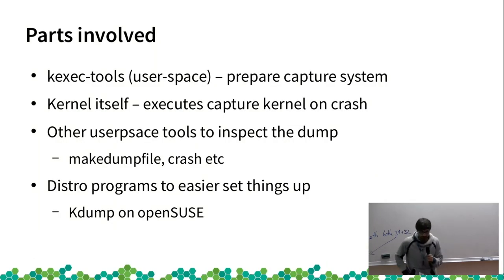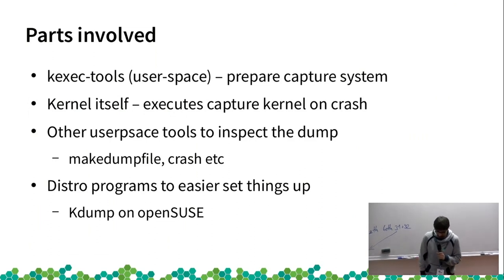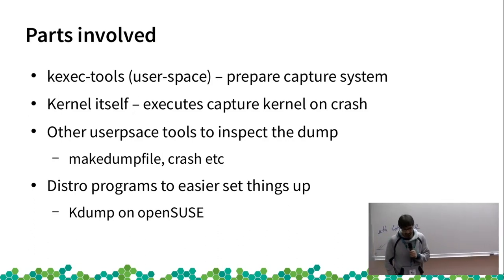And which parts are involved? Well, we have a user space part. The most important project is kexec-tools, which is used to prepare the capture system and load it so that it can be booted when the production system crashes. Then we have, of course, the kernel itself. There are some other user space tools to inspect the dump, like makedumpfile, crash, or crash Python. I won't go into detail about these tools; you can have a look at the man pages. And then there are some distro programs to make it easier to set things up. In the case of openSUSE, that's called kdump.